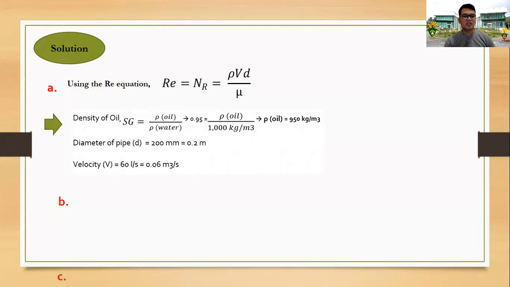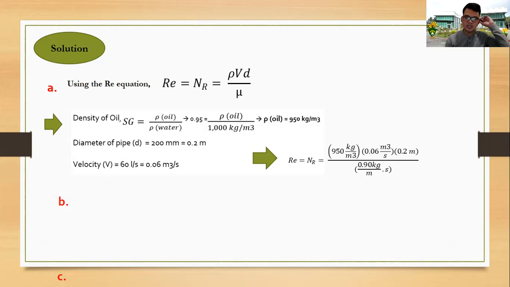Meaning, the density of the oil is 950 kilograms per cubic meter, since the SG given is 0.95. Okay? And then the diameter of the pipe is 200 mm or 0.2 meter, with a flow of 60 liters per second equal to 0.06 m³ per second. We can use it to get NR, since the formula for NR is the density of the fluid times the velocity times the diameter divided by viscosity. So the NR or Reynolds number is equal to 12.66.